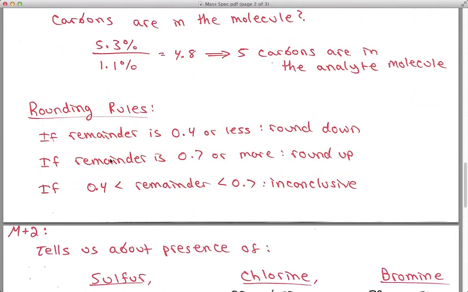This yields some general rounding rules. If the remainder is 0.4 or less, we could round down. So if this was 4.2, we'd say there are 4 carbons. If the remainder is 0.7 or more, we round up, as we did here. And if the remainder is between 0.4 and 0.7, our results are inconclusive. So if this were 4.5, then we would know that our molecule has either 4 or 5 carbons.